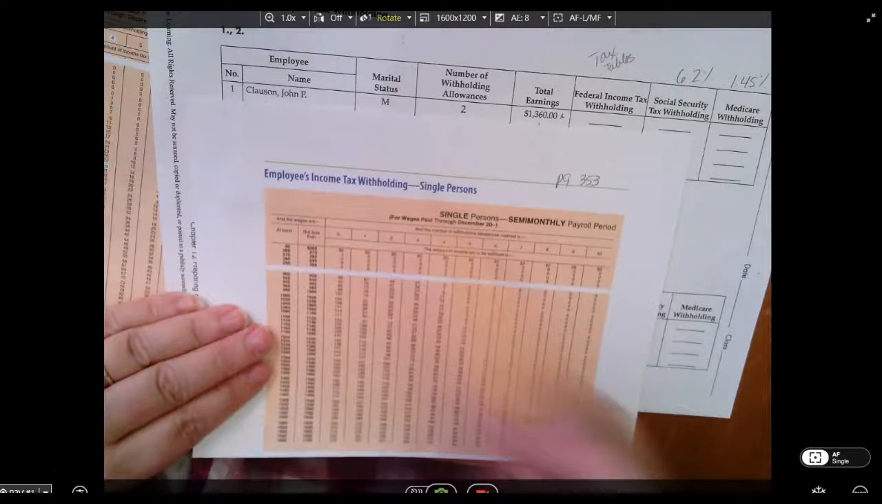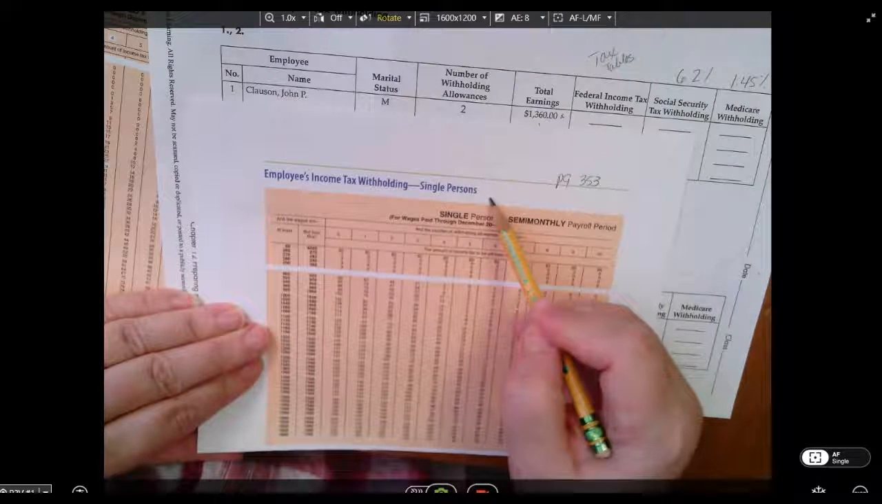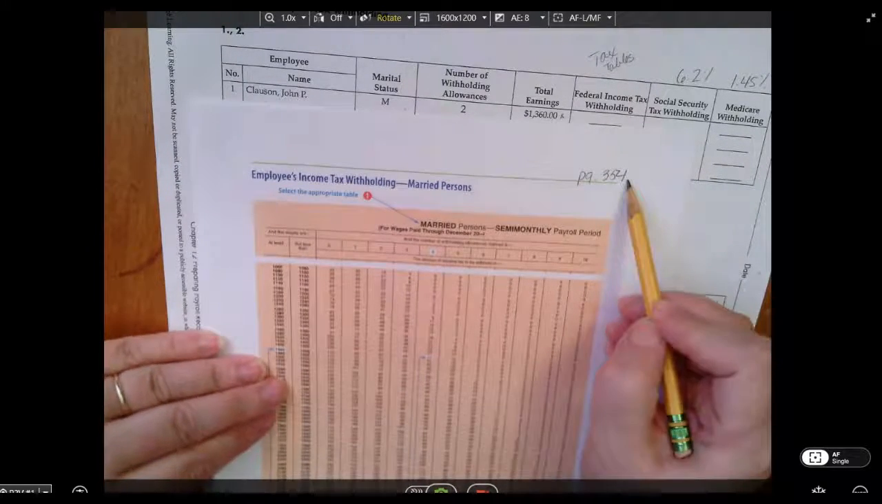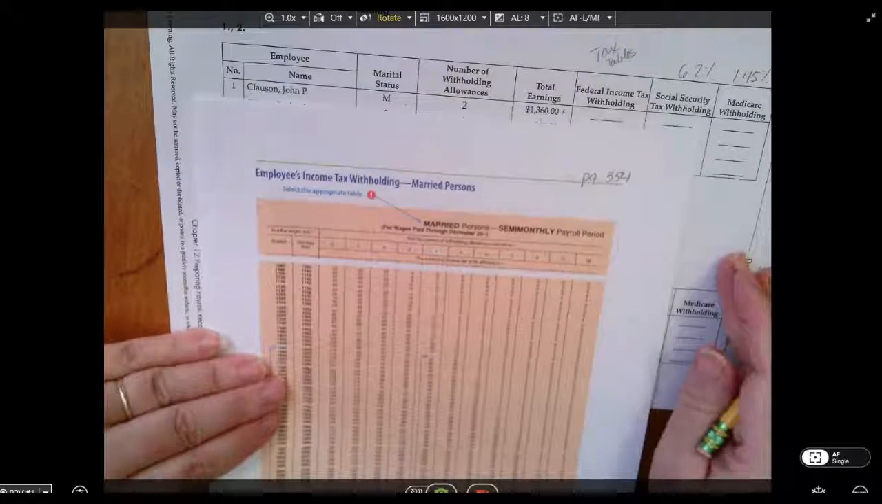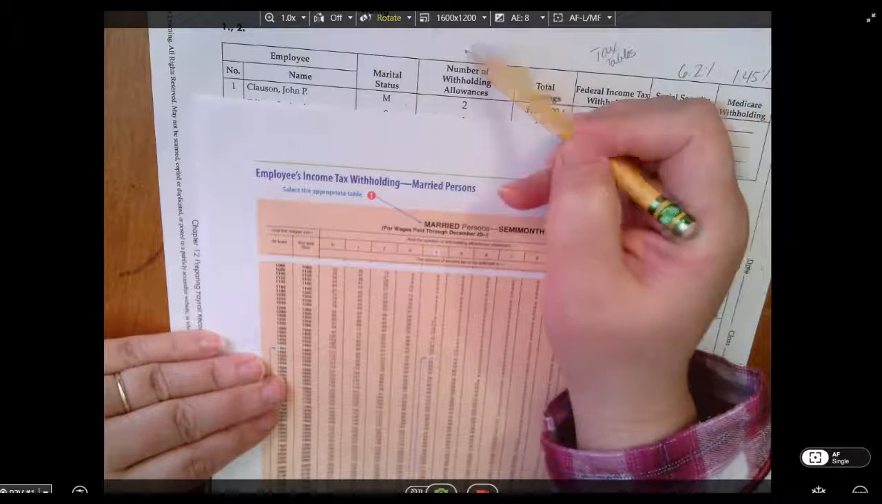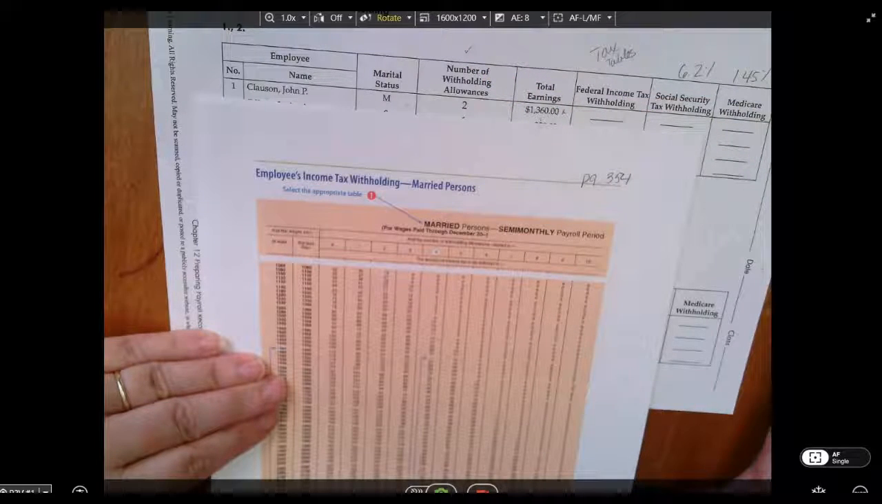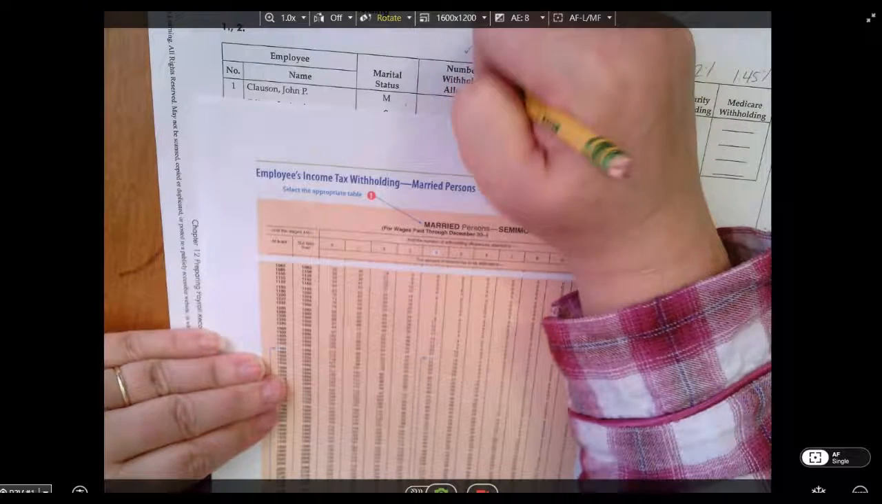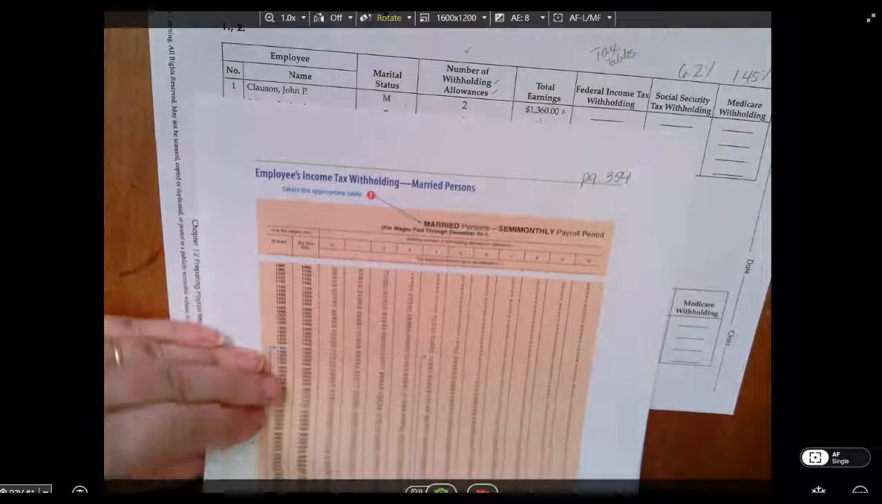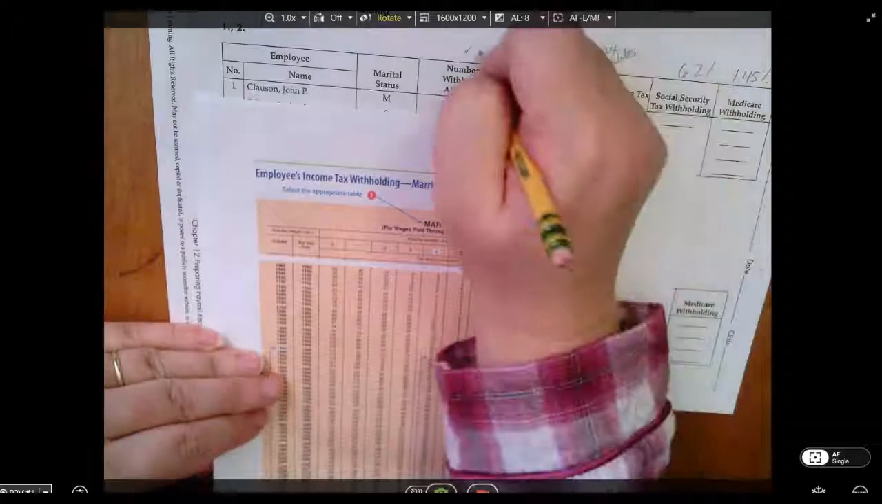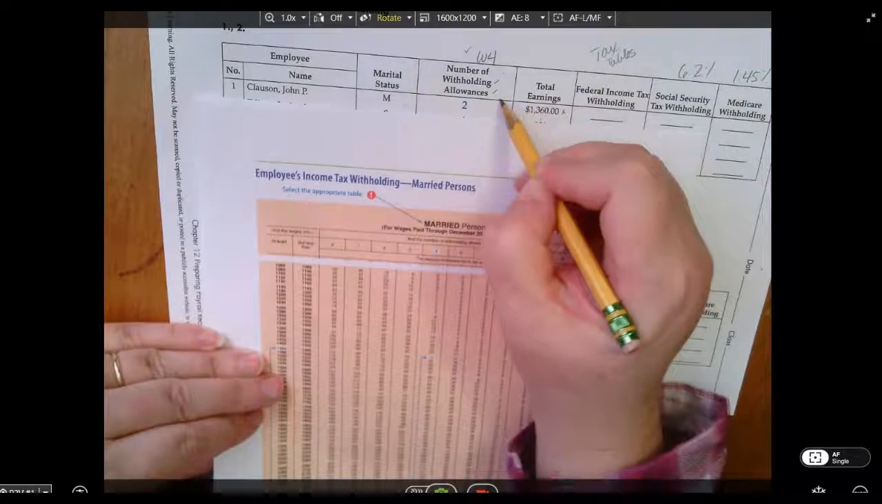Let's take a look at our first employee. His marital status is M, for married. Would we use this tax table? No. So we are looking for this one on page 354. You've got John Clausen, he's married. Withholding allowances come from what certificate that the employee fills out when they first start working for you? Yes, the W-4 gives the payroll department your withholding allowances. So he's married with 2 allowances.